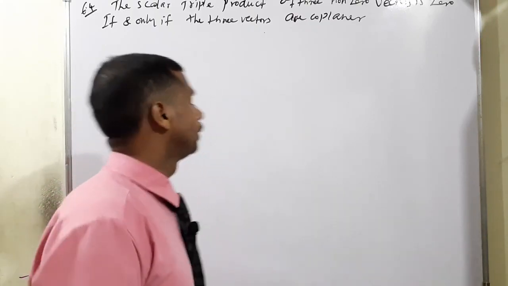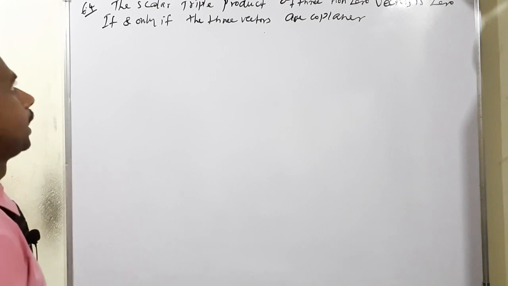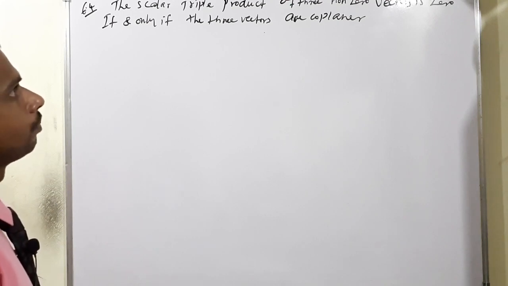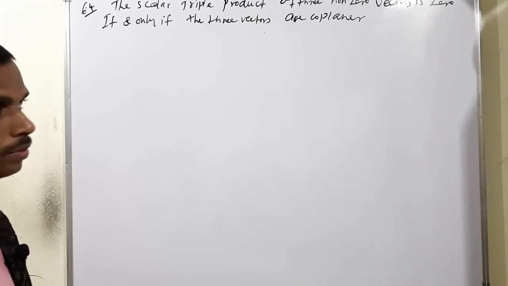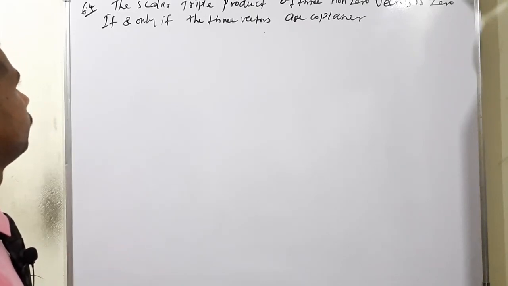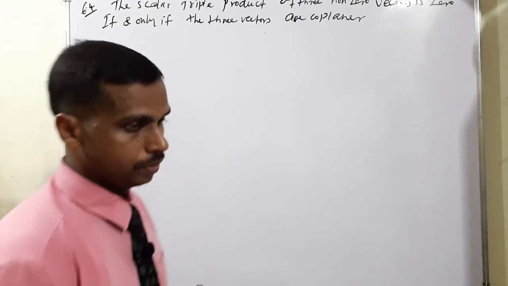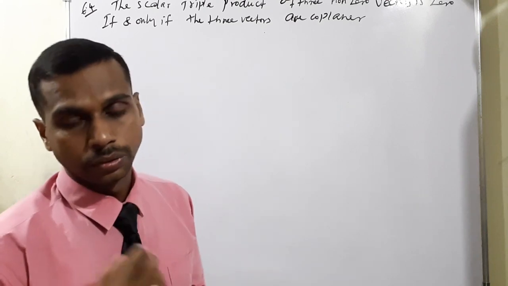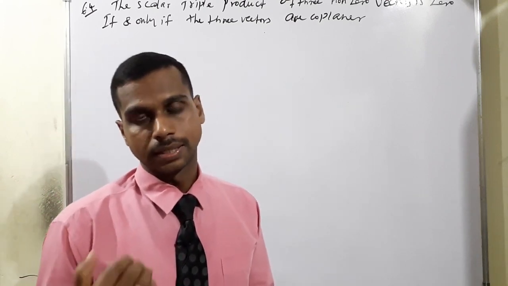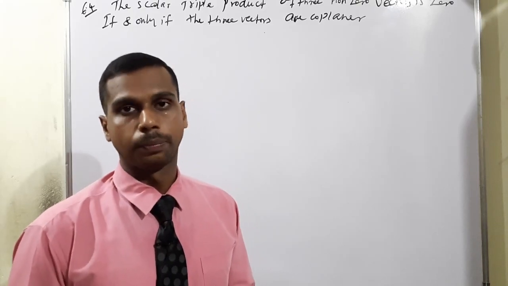I'm moving to theorem 6.4. What does it say? The scalar triple product of three non-zero vectors is zero if and only if the three vectors are coplanar. If the result for the three vectors A, B, C is equal to 0, we can say they are coplanar.